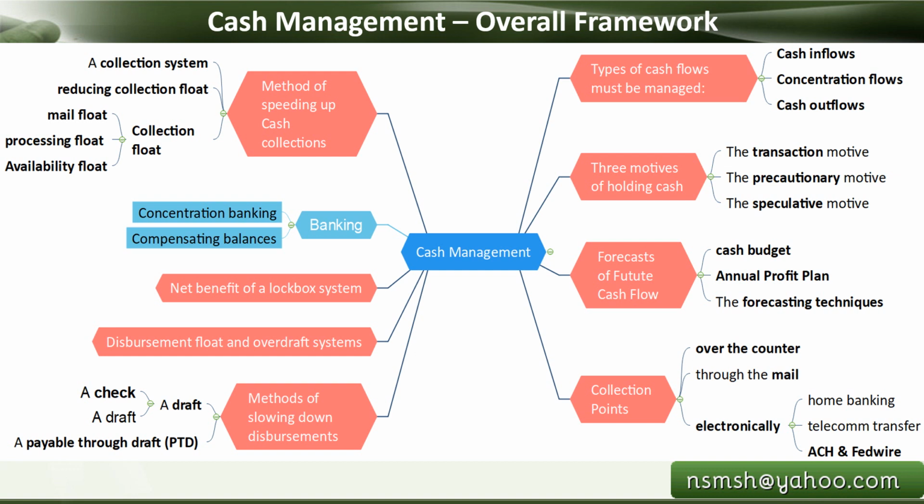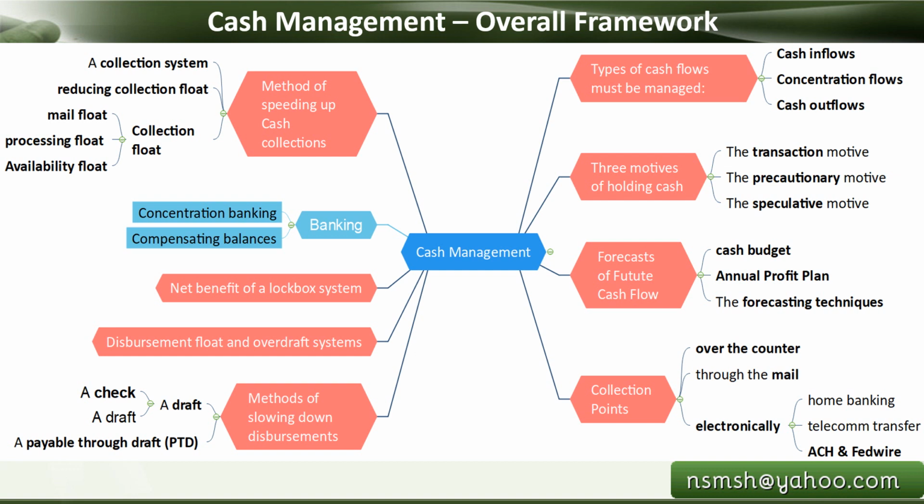What are the motives of holding cash? There are transaction motive, precautionary motive, and speculative motive, and forecast of future cash flows. Collection points: there are various collection points and how we manage them, and the net benefit of lockbox system. Lockbox system is one of the collection points. Disbursement float and overdraft system, what they are, we will understand that, and methods of slowing down disbursements.